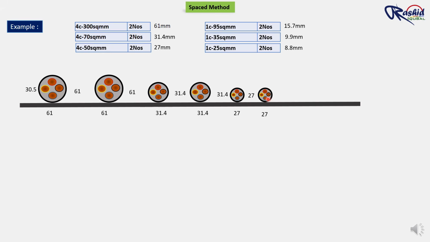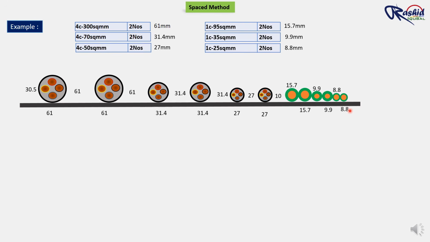Now let's arrange the earthing cable. As per standard practice, the earthing cable can be laid close to the power cable, either touching or with a minimal gap of 10 to 20 mm, depending on your client's budget or your design. So here I will maintain a 10 mm gap between the power cable and the earthing cable. We are using here 2 numbers of 95 square mm earthing cable, each with a diameter of 15.7 mm. We have 2 numbers of 35 square mm earthing cable, each with a diameter of 9.9 mm. Then 2 numbers of 25 square mm earthing cable, each with a diameter of 8.8 mm.